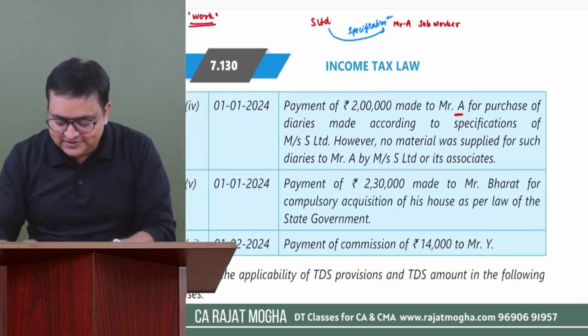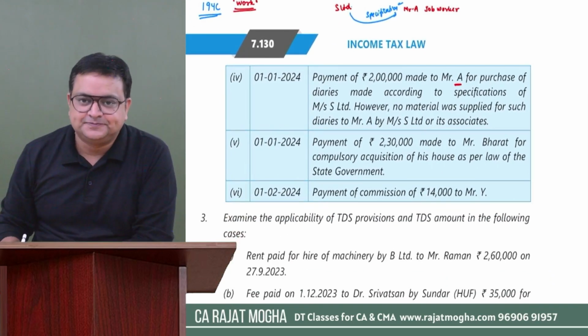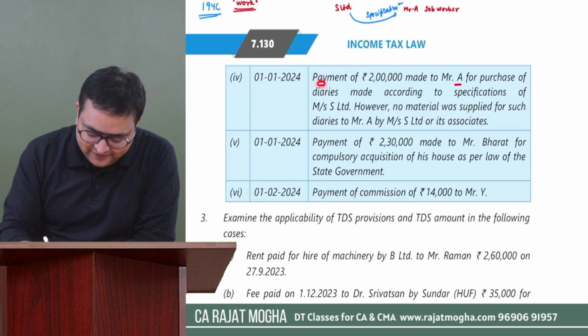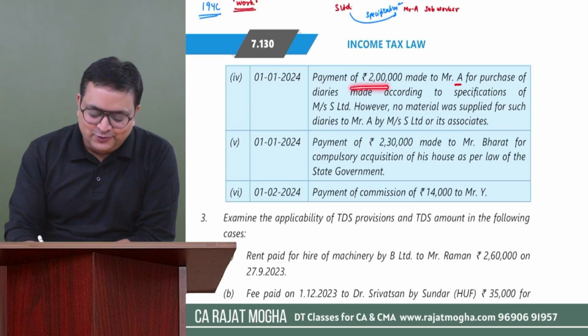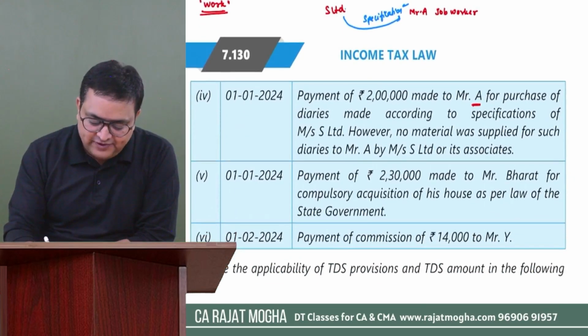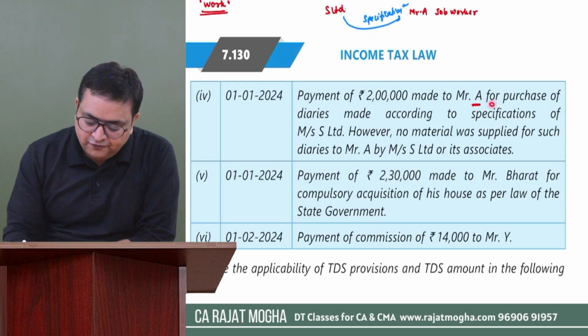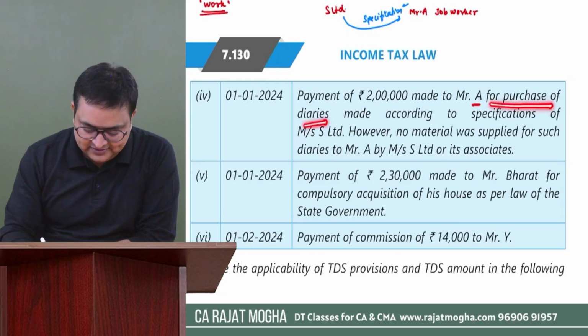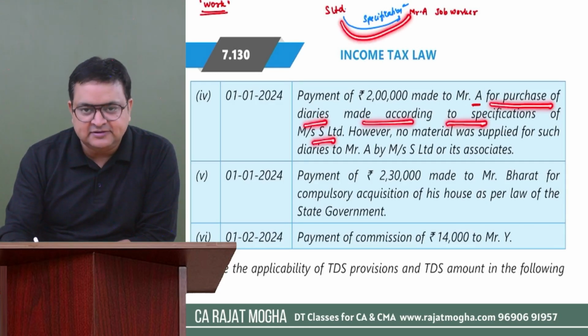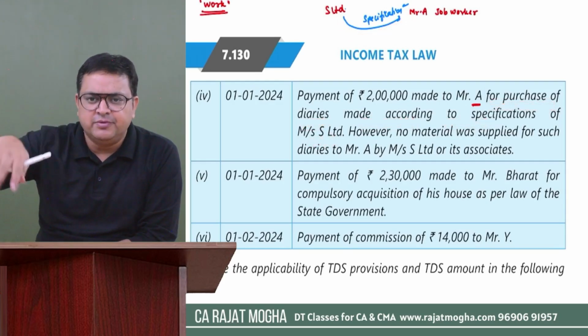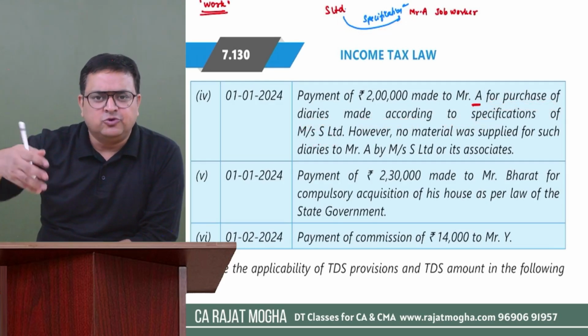Now with this knowledge, let's read this question. Payment of rupees 2 lakh made to Mr. A. Why are we making it? For purchase of diaries made according to the specification of S Limited. We have given him the specification: it should be rectangle, brown in color, with so and so binding and all.